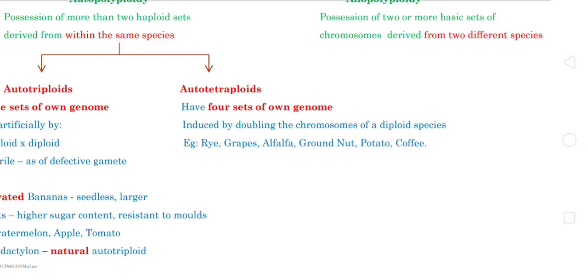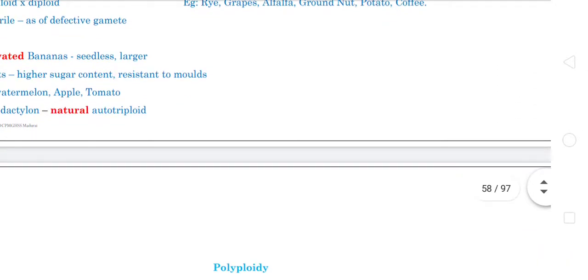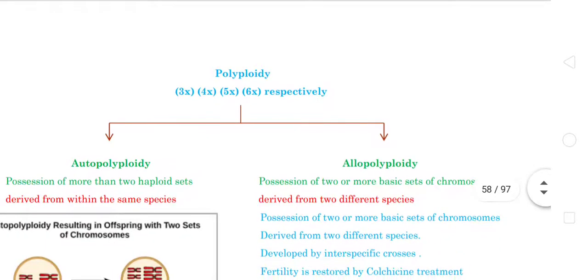This is called an autotetraploid. For example, rye, grapes, alfalfa, groundnut, potato and coffee. That's all about autopolyploidy. And next we move on to allopolyploidy.